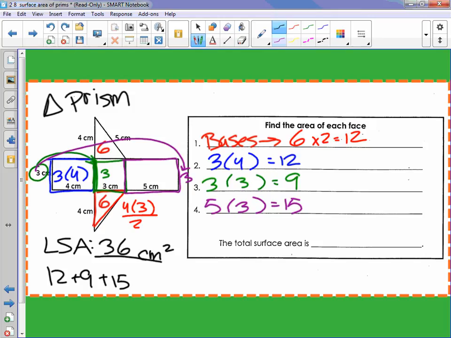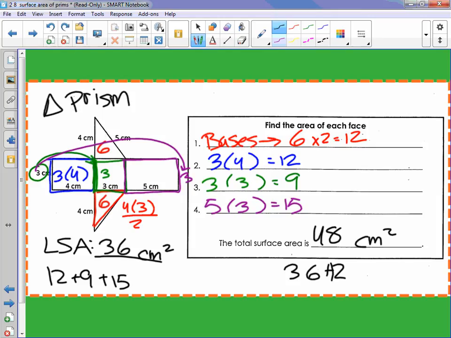And then total surface area? 38 centimeters squared, because you're doing 36 plus 12. Why 36? Because we found our lateral surface area. So lateral, 36 centimeters squared, total, 48 centimeters squared.